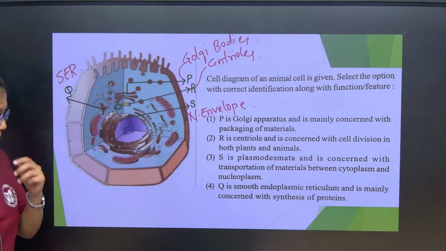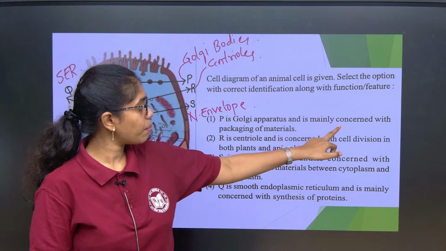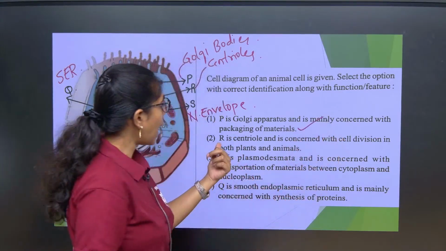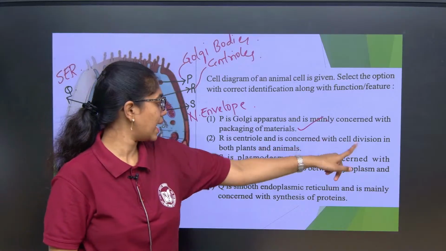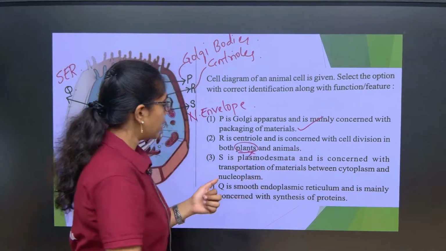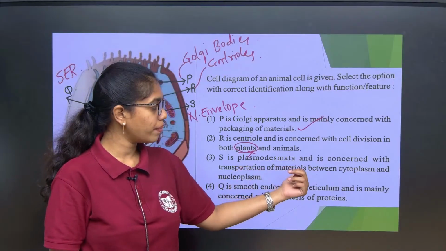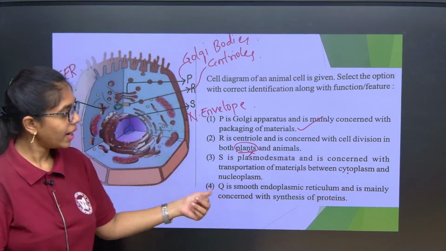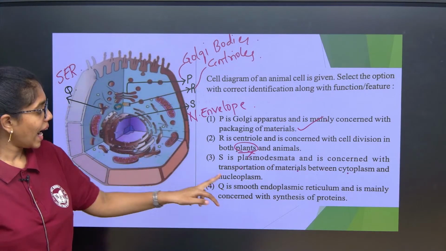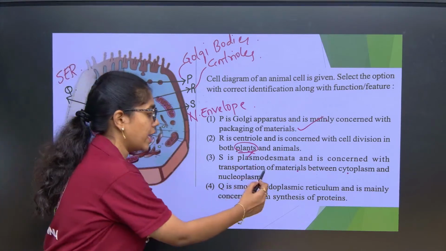Now you answer. P, Golgi apparatus is mainly concerned with packaging of materials. This is correct one. Next, R is centriole and concerned with cell division in plants and animals. No, it is not concerned in plants. Next, S is the plasmodesmata and it is concerned with transportation of materials between cytoplasm and nucleoplasm. No, plasmodesmatal connections you see where in the plant cell, and here between nucleus and cytoplasm it is nuclear pore and nuclear envelope that mediates.